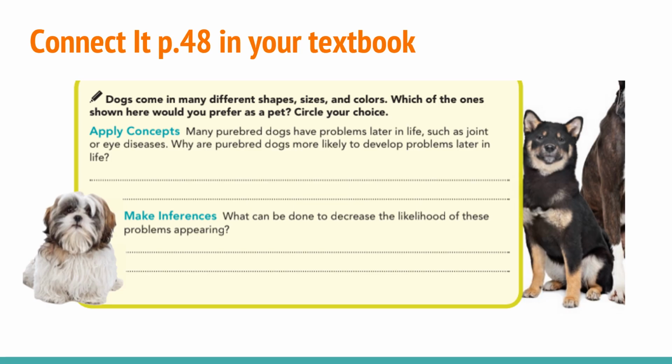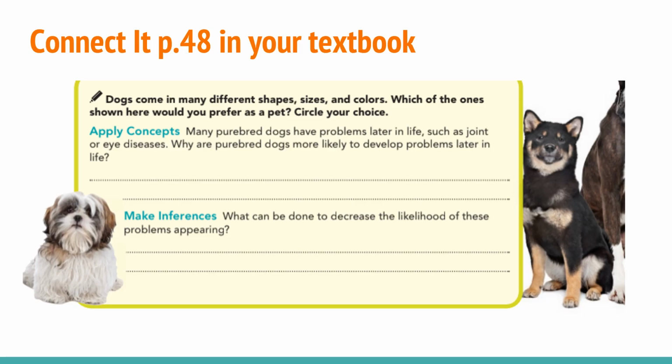Moving on, what can be done to decrease the likelihood of these problems appearing? The big thing that we can do is mate two dogs from different breeds. This creates a greater genetic diversity and will most likely produce a healthier puppy because we don't have the issues from both sides of the family.